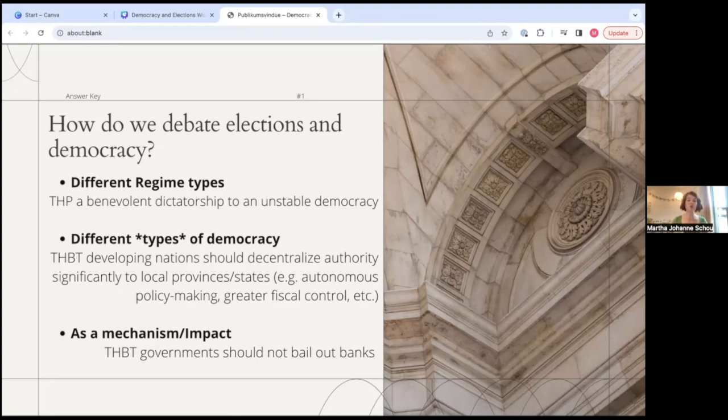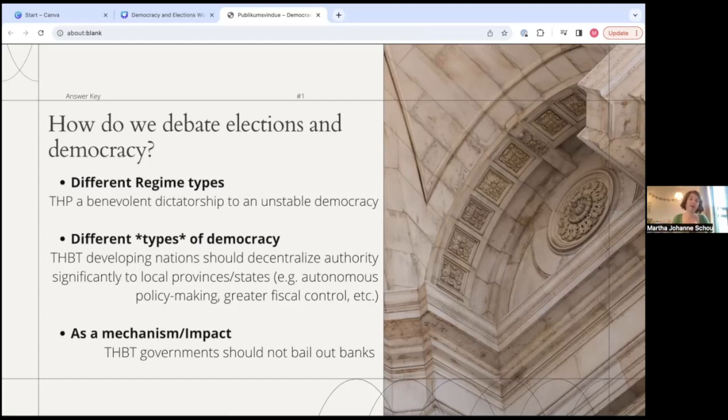And then there's also a motion about different types of democracy, such as this house believes that developing nations should decentralize authority significantly to local province/state. So how leadership in general, how a regime type should be split up and how it should function within a country. Typically, this will be something that's about developing nations, because developing nations either do not have a democratic tradition or have a very short democratic tradition, meaning that they don't have as many democratic institutions, and there might not even be a centralized national feeling. So these are also the types of motions where being able to debate democracy comes in handy.